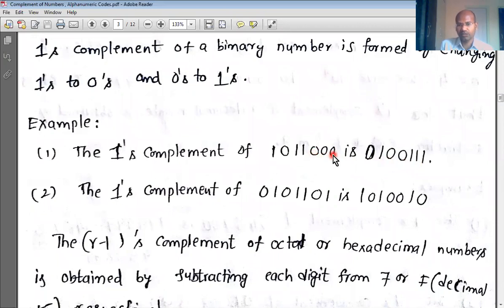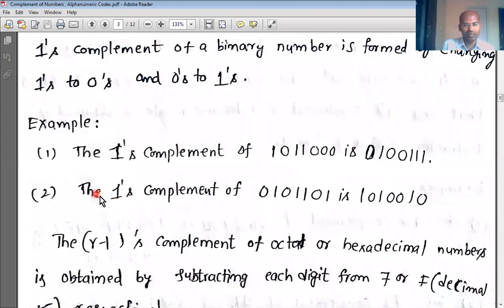We are seeing 0, so we write 1. We are seeing 0, we write 1. We are seeing 0, we write 1. We are seeing 1, so we write 0. If we see 1, we write 0. If we see 0, we write 1. This 1 becomes 0. Like this, you can get the 1's complement immediately just by looking at the given number.